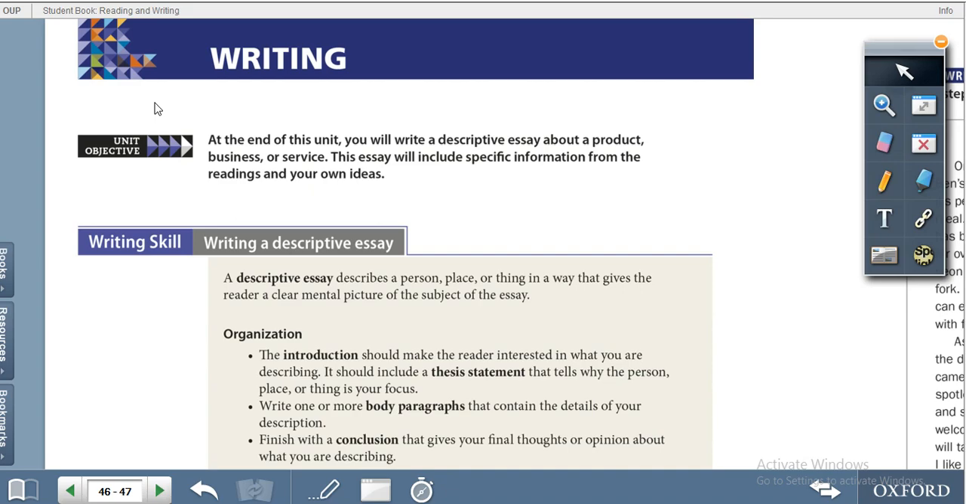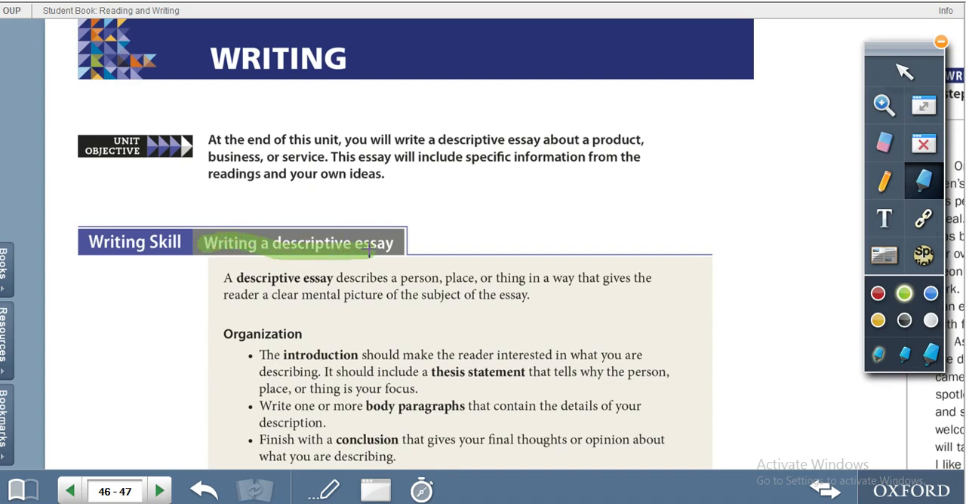Descriptive means to describe something and to explain something, to give a mental picture of something, someone, or a place. For example, someone asks you to describe your friend, a family member, or any person, or to describe a room, your city, or your country. So you use specific detail to describe any topic. The main thing about a descriptive essay is how to organize it.